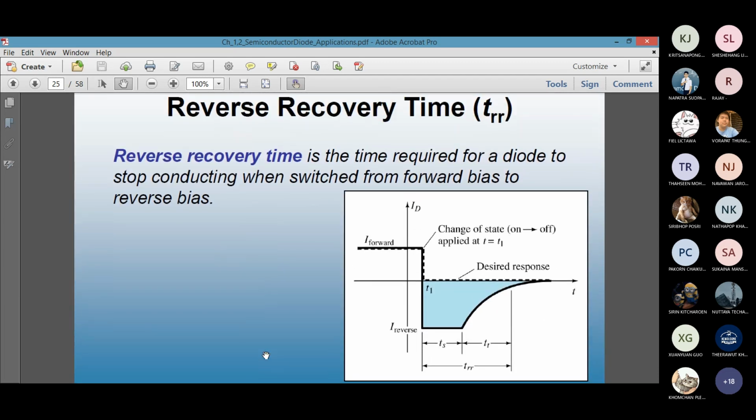Reverse recovery time. This is an important concept you should study. When you switch the diode from forward bias to reverse bias, what do you ideally expect for the current flow?